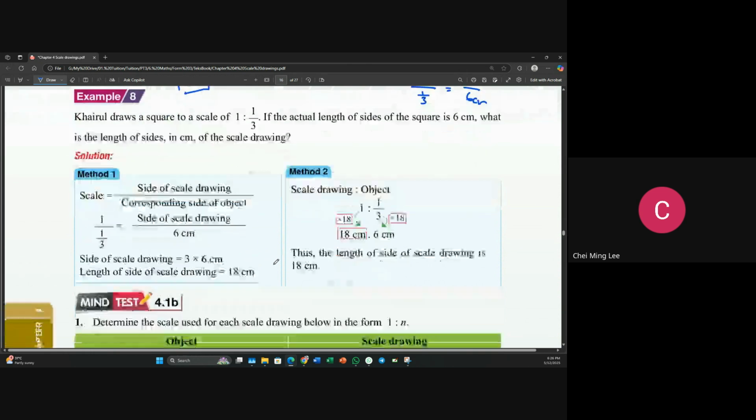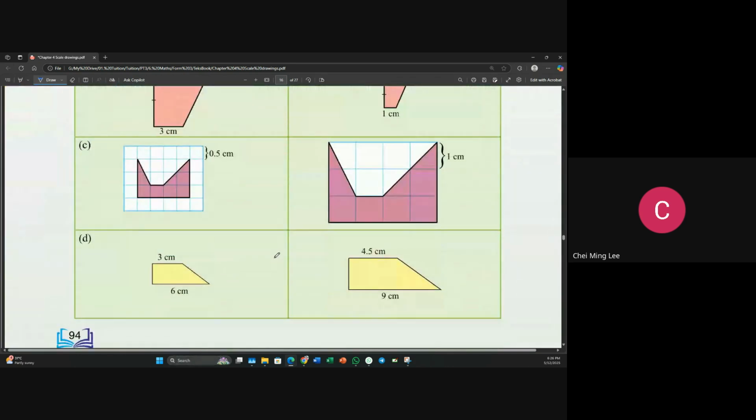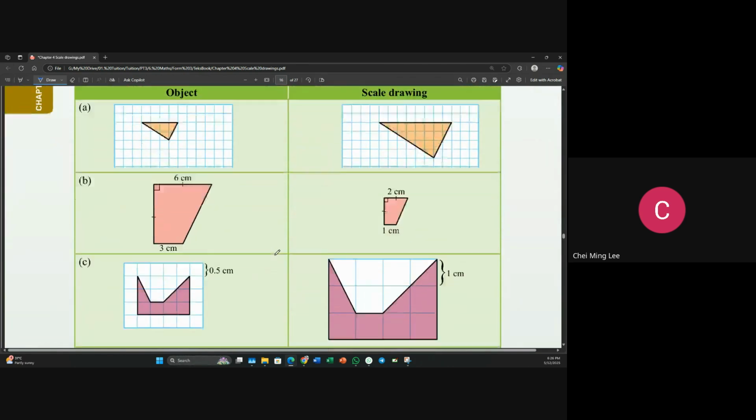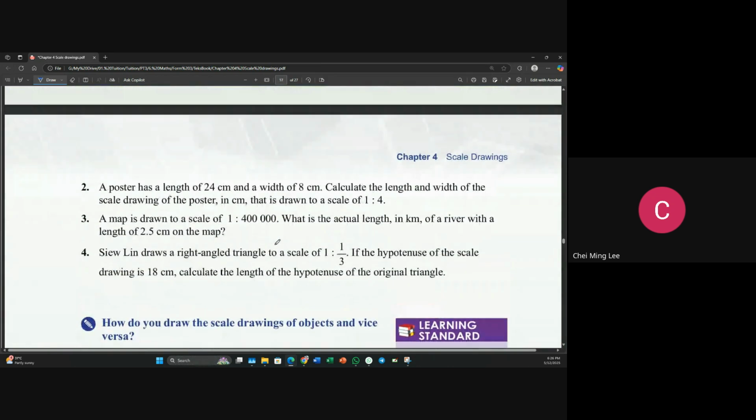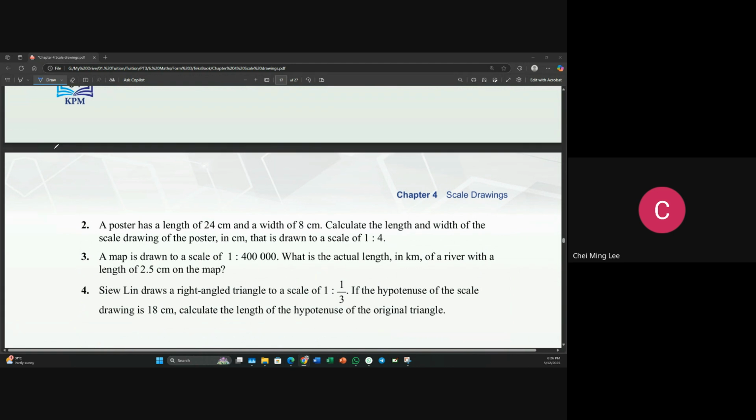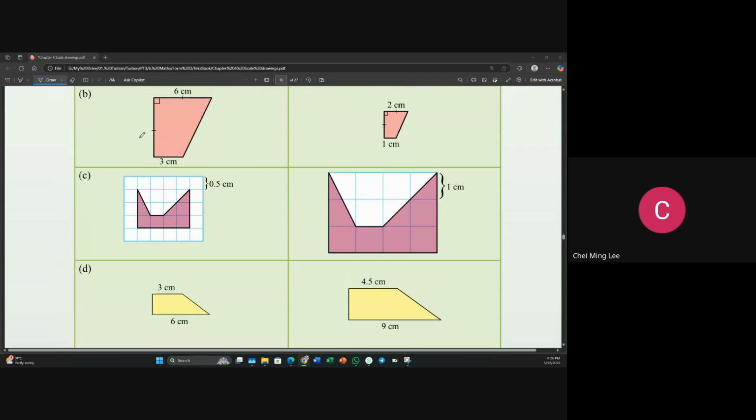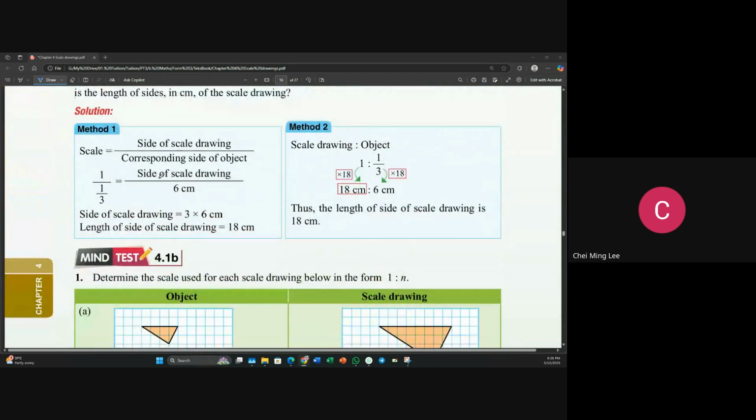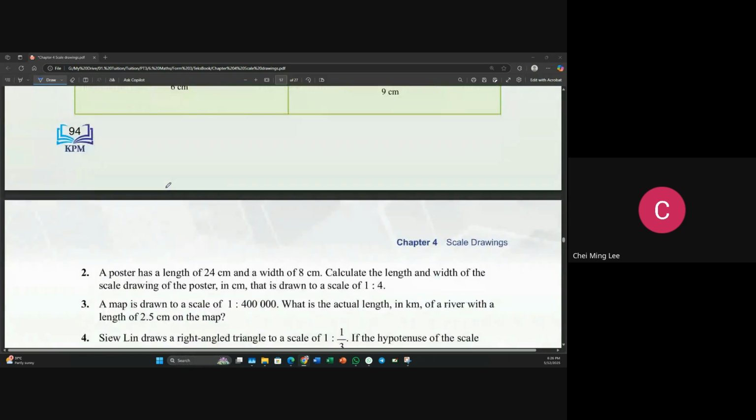Okay? All right. Now, for this one, determine the scale used. I think you should try, wait, let me. This is for my test 4.1b.